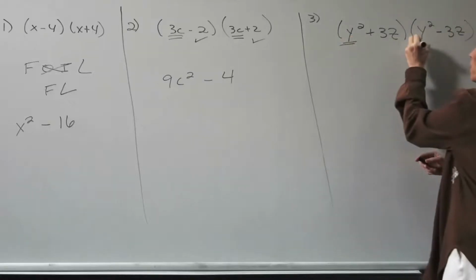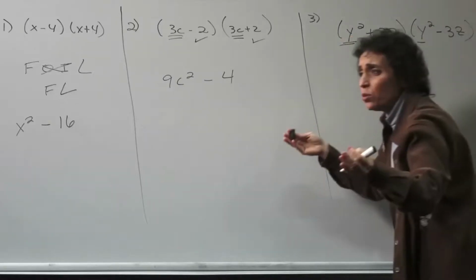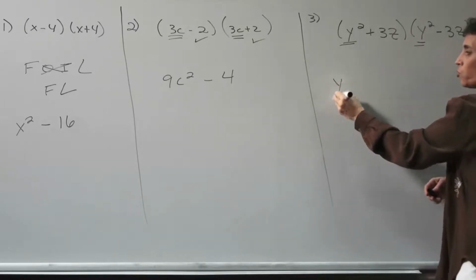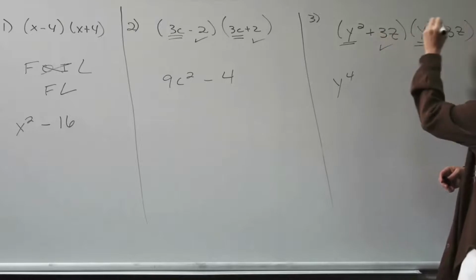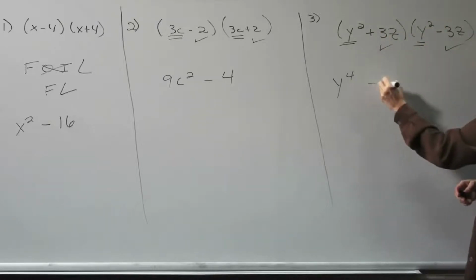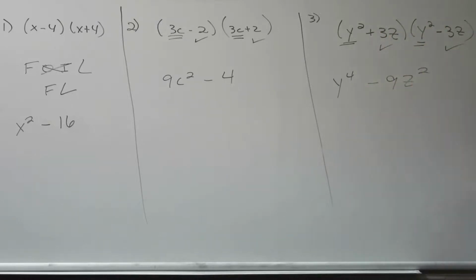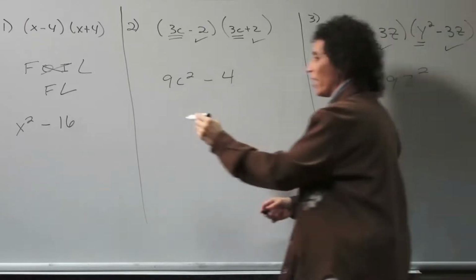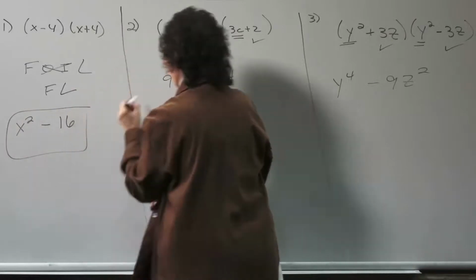Y squared times... conjugates. Sorry, I just went so crazy, I knew that. Conjugates, I'm going to multiply first and last. Y squared times y squared is y to the 4th. Positive 3z times negative 3z is negative 9z squared. So I'm doing the same the whole way through. Now understand this. We asked you to describe these two terms.